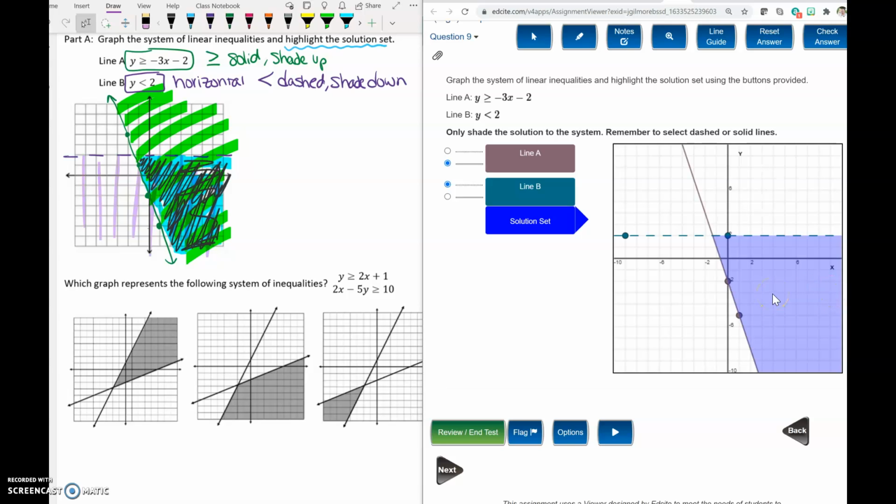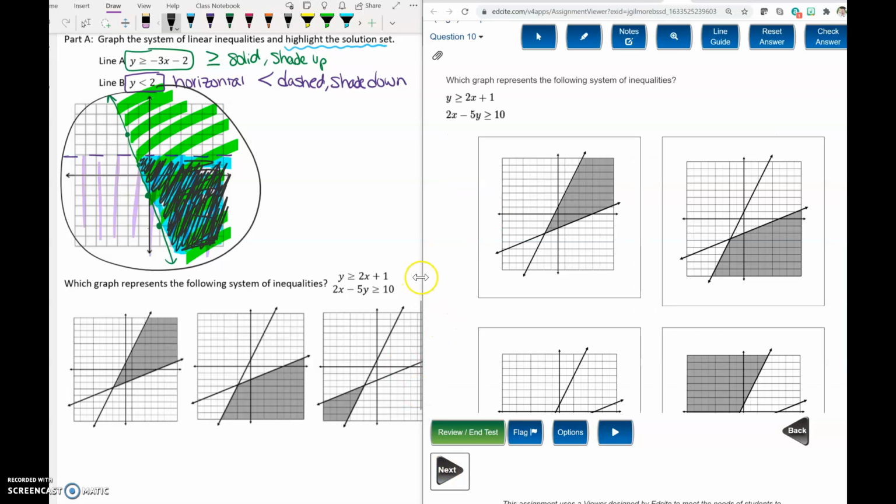It's very helpful to do this problem on your paper so that you have a picture of what it's supposed to look like and you can see where the final solution is supposed to be, so that you can then transfer it to the online graph and click only the final solution area.